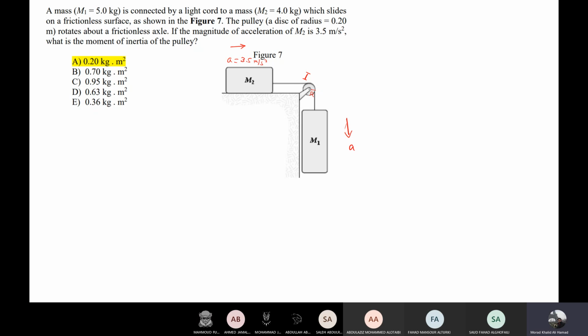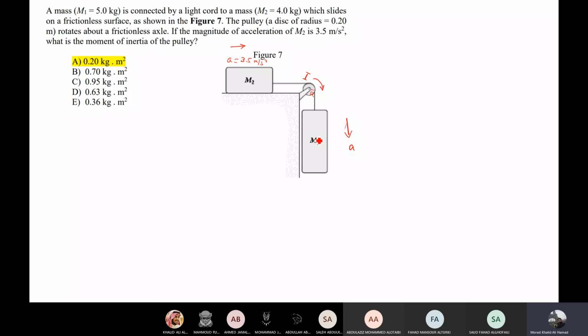Remember what we used in chapter 5: we made a free body diagram for the first block and the second block. Here we will use it for the first block, the second block, and the pulley. And remember, if the pulley rotates clockwise, the total torque is negative. If it is counterclockwise, the total torque is positive. Let's do the free body diagram.